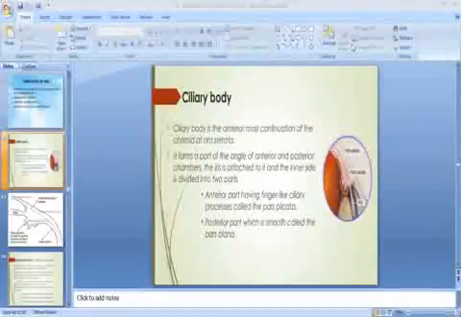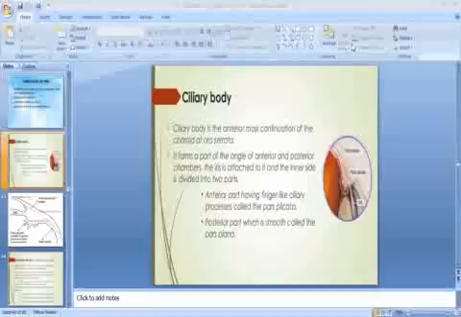It forms a part of the angle of anterior and posterior chambers. The iris is attached to it and the inner side is divided into two parts, anterior part and the posterior part. The anterior part is having finger-like ciliary processes called the pars plicata. The posterior part, which is smooth, is called the pars plana.